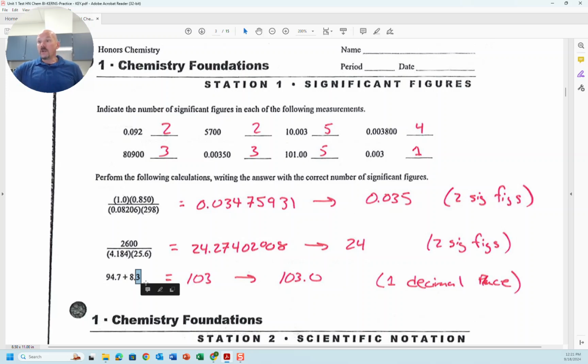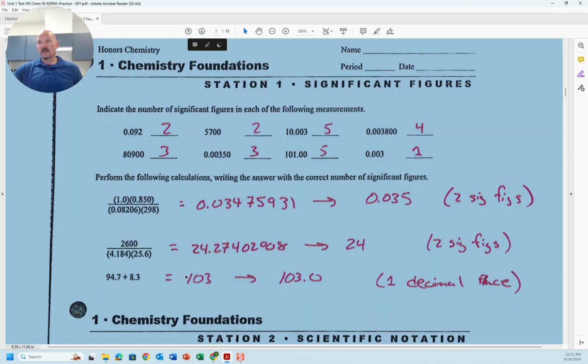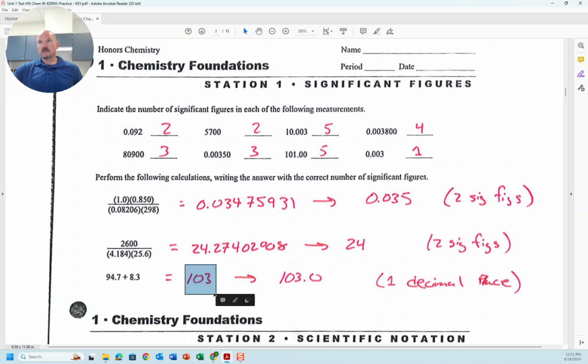You know, one number might have 1 decimal place and another number might have 5 decimal places. I'm going to have to limit myself to 1 decimal place. Okay? But here's the kicker. When I add these two in my calculator, this is what my calculator says. But you're allowed 1 decimal point. So that's why you would have to add that decimal point. So that would be the correct answer.